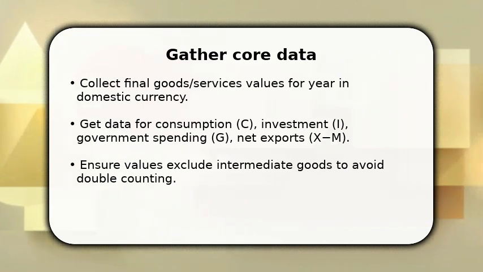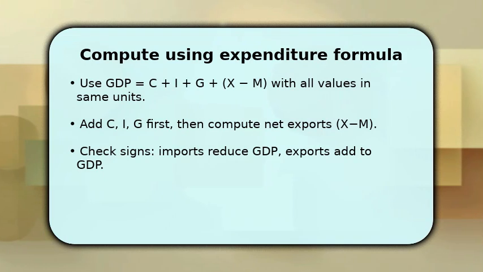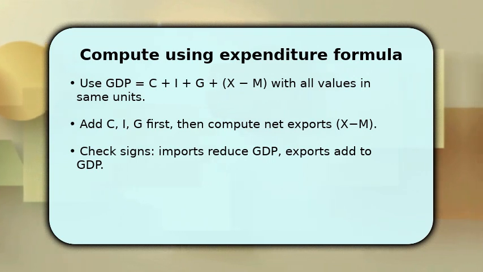Next, label each figure clearly as C, I, G, X, or M so you can plug them into the GDP formula without confusion. Now calculate GDP with the expenditure approach. GDP equals consumption plus investment plus government spending plus net exports. First add C, I, and G to get a subtotal, then compute X minus M to find net exports.